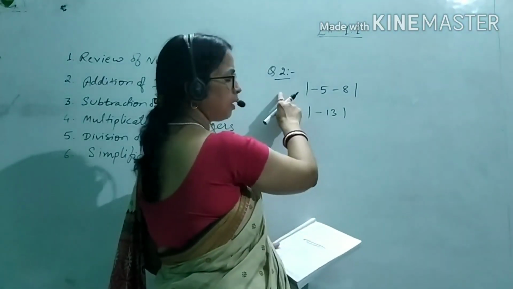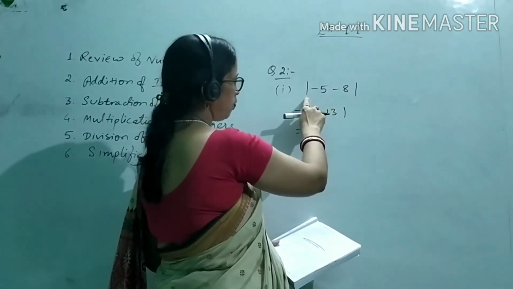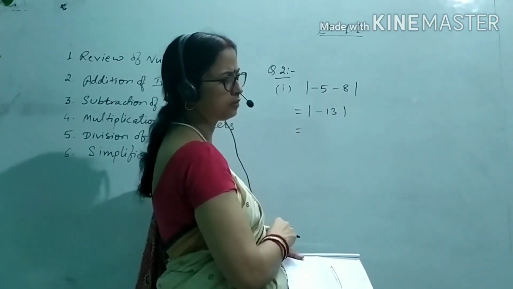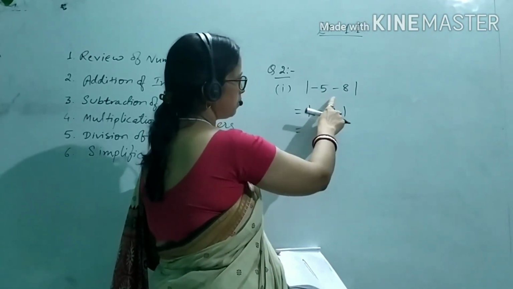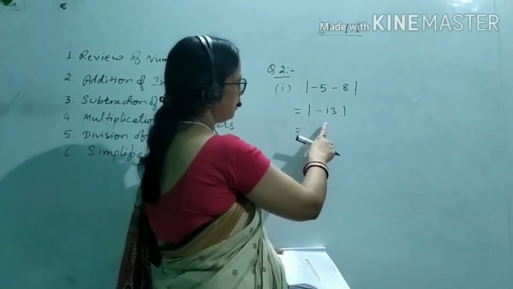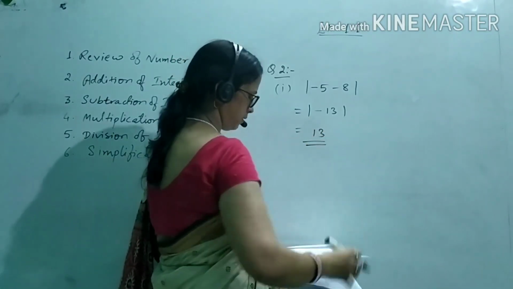Let us solve question number 2. First number: within modulus, minus 5 minus 8. You have to find the value of it. So now first we will solve these two. The answer is minus 13. Then we will remove the modulus and the answer is 13.